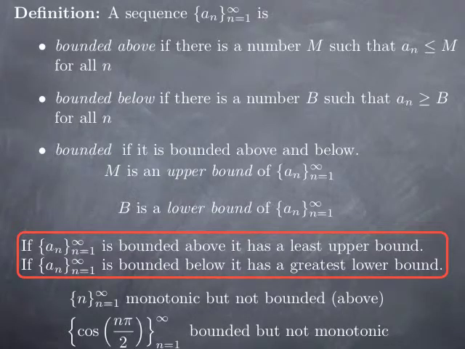The sequence cosine of n pi over 2 is bounded but not monotonic. It's bounded because when n is 1, you get cosine pi over 2, which is 0. When n is 2, you get cosine of pi, which is negative 1. When n is 3, you get 0 again. When n is 4, you get 1. And you keep moving from 1 to 0 to negative 1 to 0 to 1. So it keeps going up and down, so it's not monotonic, but it is bounded because it only takes 3 values, 0, 1, and negative 1.